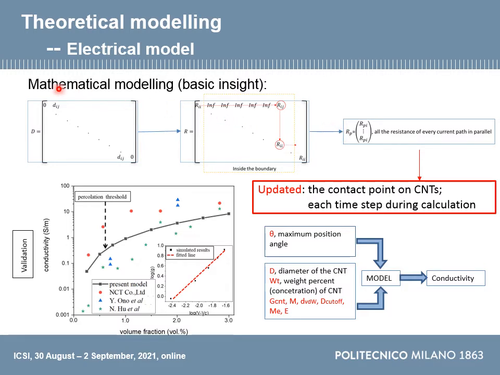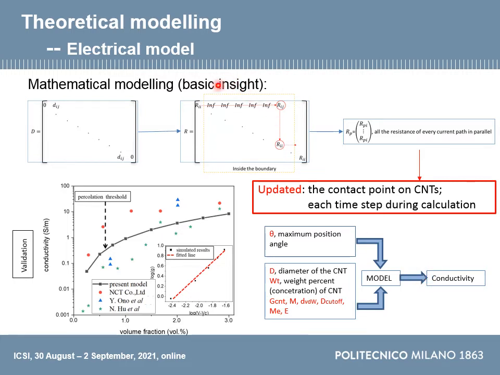Besides, the distance matrix will keep being updated at each time step during the loading. In this way, we can calculate the electromechanical behaviors during the loading of the unit cell. So with this model, we could use theta max, which is the position angle, with some parameters that can be found from the manufacturer data, to get the electric properties of the nanocomposites.